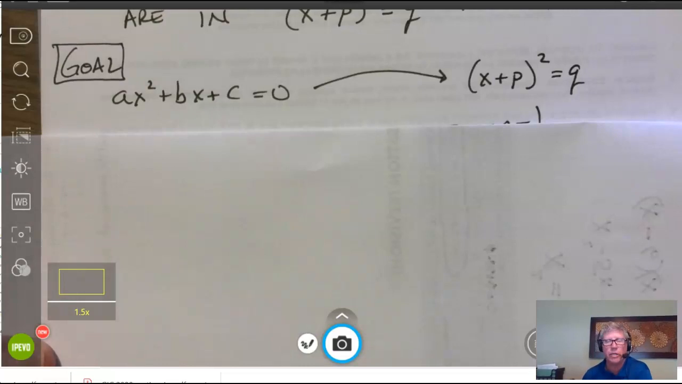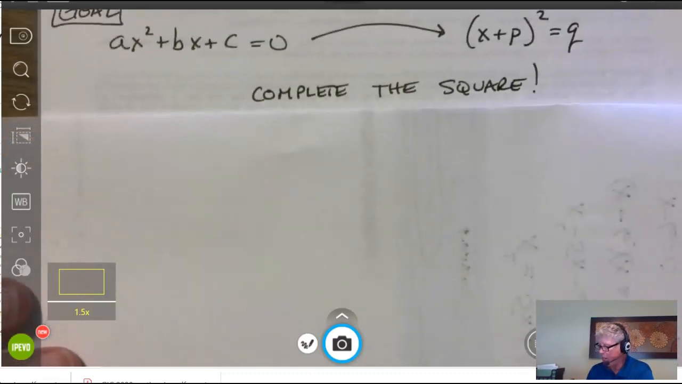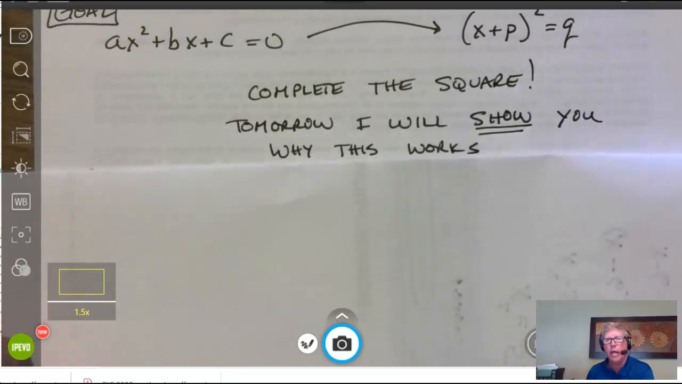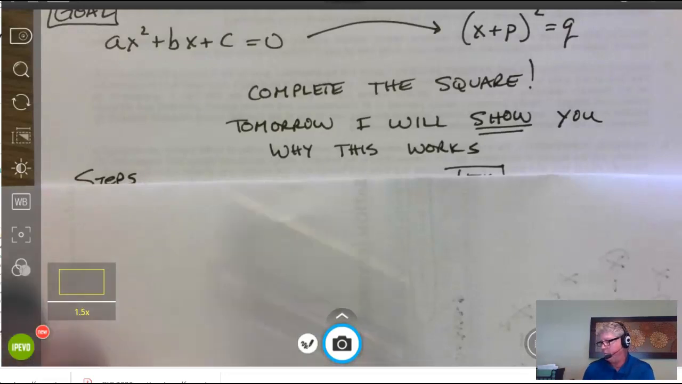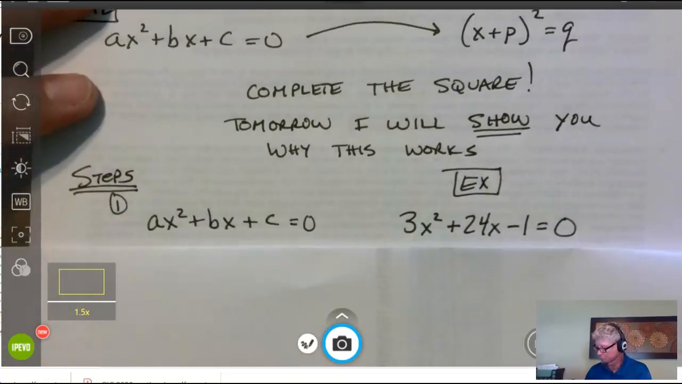So my goal here is to tell you how to do that, but I have such a better way of showing why it works. We'll do that tomorrow. All right, this is called completing the square. Tomorrow I'll show you why this works. I'm going to give you the formula, but tomorrow you gotta believe it with your heart and soul because it is way cool. All right, here's the steps.